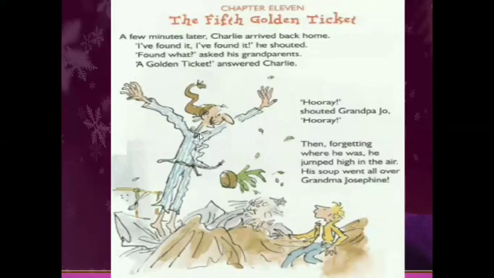Can you find another one in this page? I can. "Hooray!" shouted Grandpa Joe. Hooray! Exclamation mark. Speech marks, capital letter, hooray! Exclamation mark, speech marks again. Then, shouted, verb, Grandpa Joe. Grandpa Joe is the proper noun. It's the name. There you go. And then hooray again. So that's a direct speech again. You have to write it down.